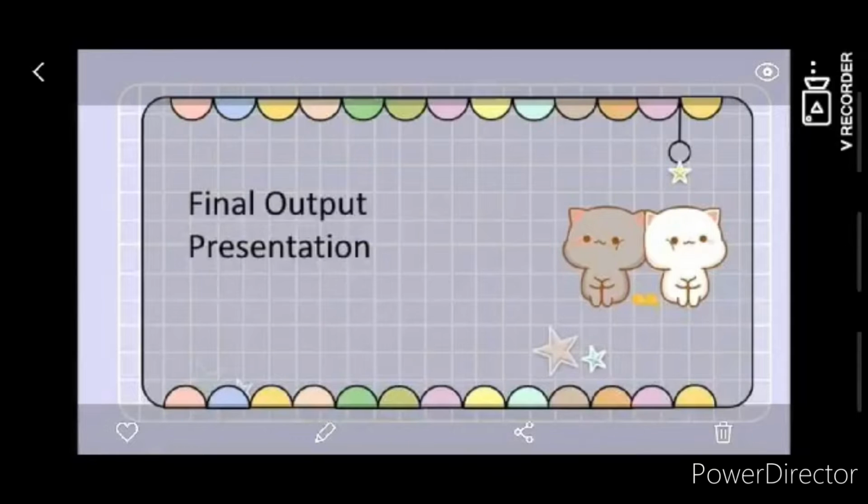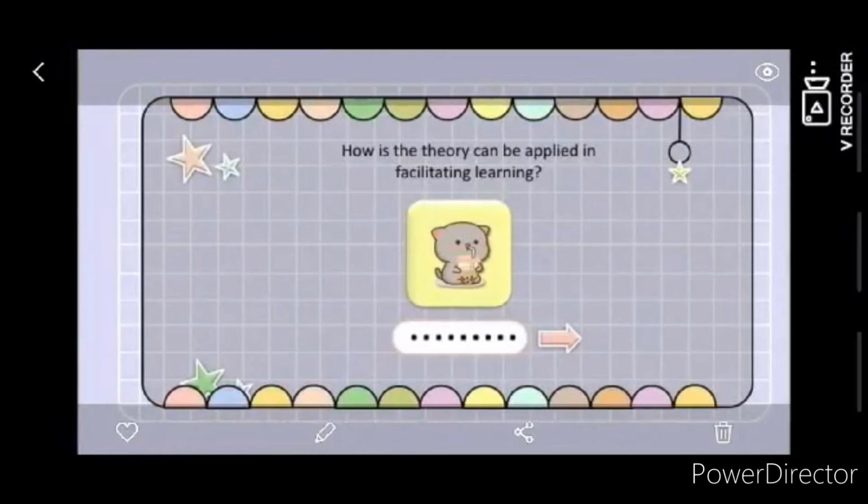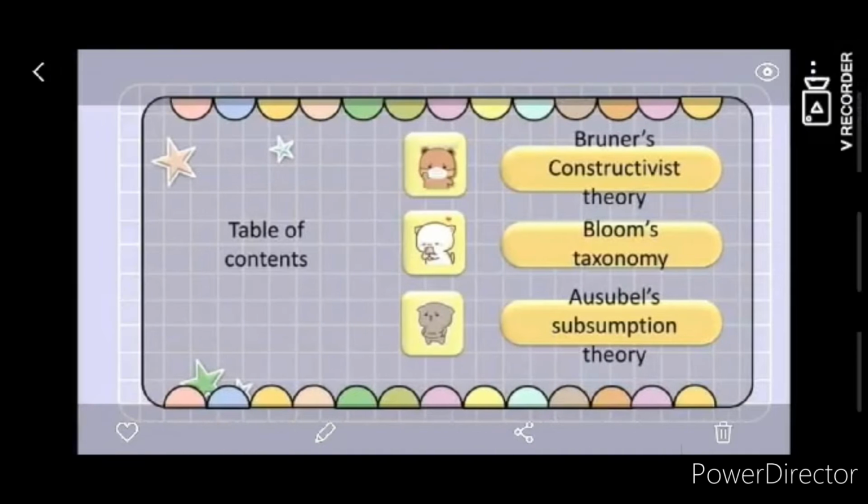Hi everyone, today's video is all about how theory can be applied in facilitating learning. So these are the 3 theories that we are going to tackle.